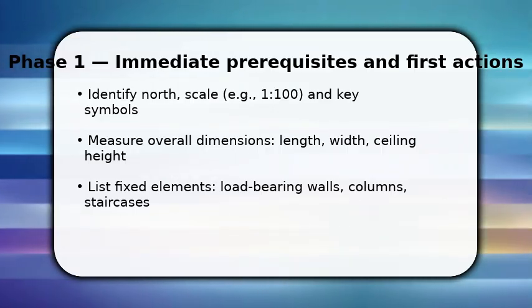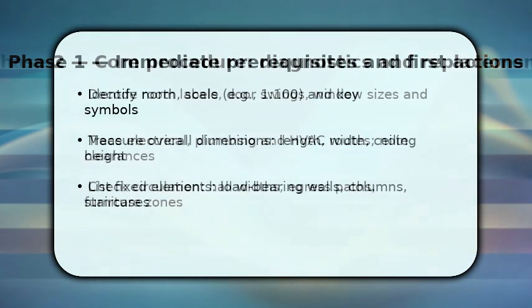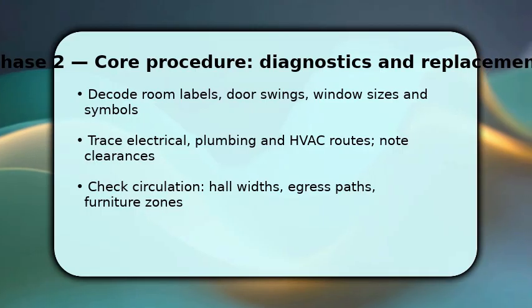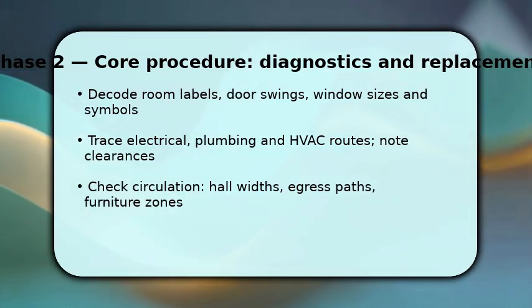As you do this, sketch a simple reference grid. It speeds later measurements and avoids repeated calculations. Now read each room, confirm labels, door swings, and window sizes so you understand function and daylighting. Then trace systems, electrical runs, plumbing stacks, and HVAC ducts because repositioning them is costly.